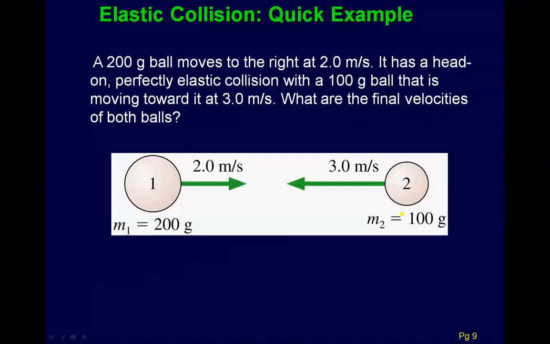Let's see how this works. So here's a standard elastic collision. You're told in the problem it's perfectly elastic. Remember, you usually have to be told that. Here we've got a mass of 200 kilograms and a velocity of positive 2 meters per second. Let's assume this is our positive x direction in the picture. Over here, we've got a mass of 100 grams moving at negative 3 meters per second. Let's go through and find the two final velocities of these balls.